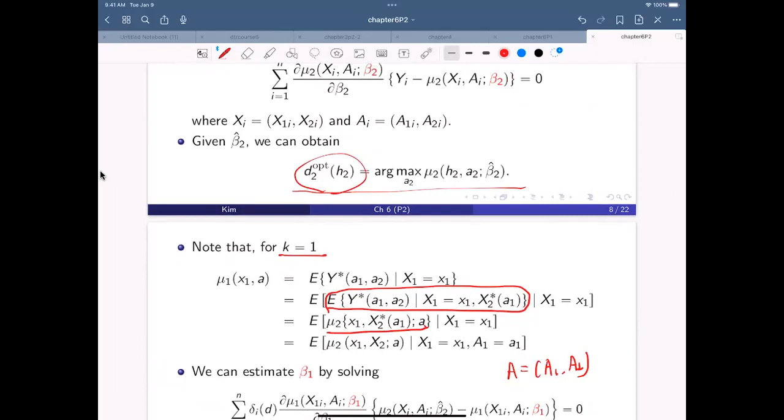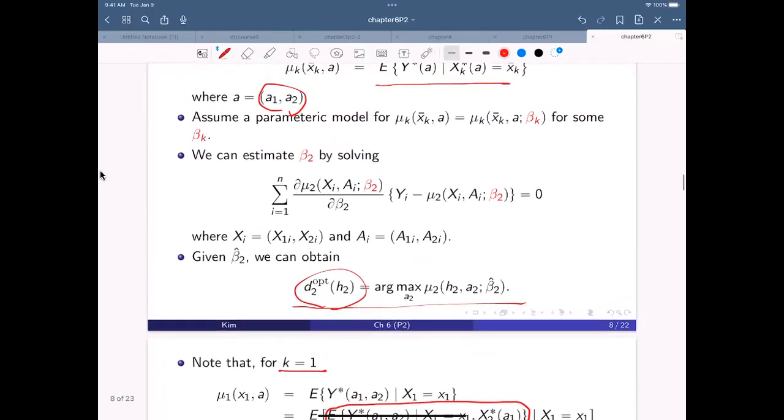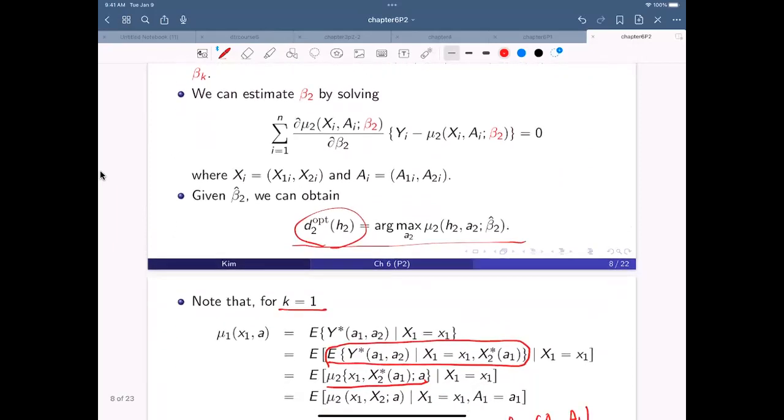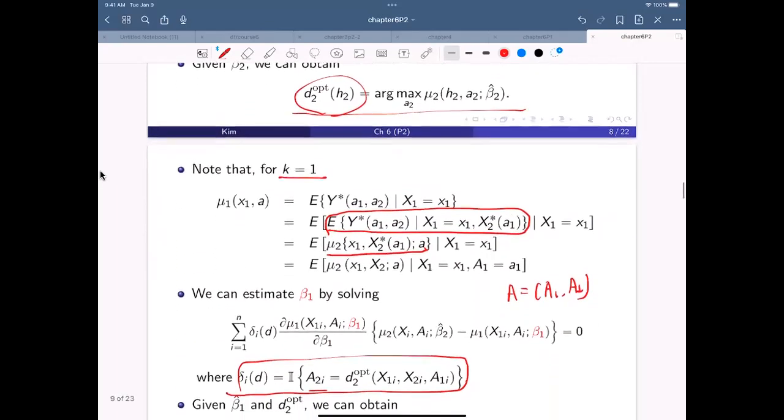And I'm thinking we have a model for mu1 and mu2, which is independent of the backward selection procedure. So it's just a model for the data, and we have just a model for the conditional expectation of the y star. Then we can use our data to estimate beta one, beta two. So still, this is independent of the backward selection procedure. And once we have beta one hat and beta two hat, then we perform the backward selection.